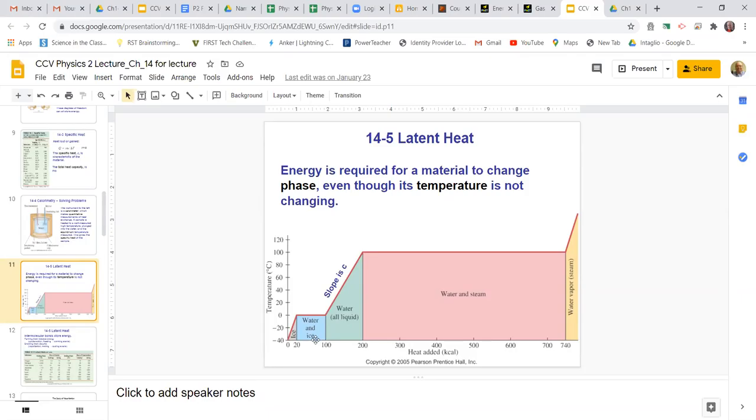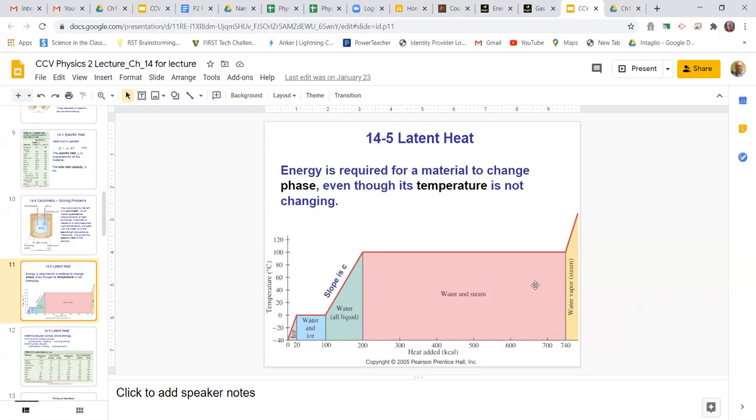Once all the ice is turned into water, now the water can increase its temperature, but it can't increase its temperature until all the ice is melted. And then the temperature will go up. And the slope, the rate at which heat causes a temperature increase, is the slope. And actually in the first hybrid lab that we do, this is going to be a key feature. We're going to use this to calibrate a heat source.